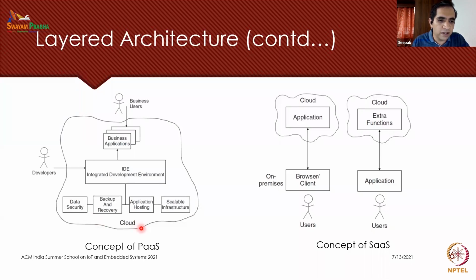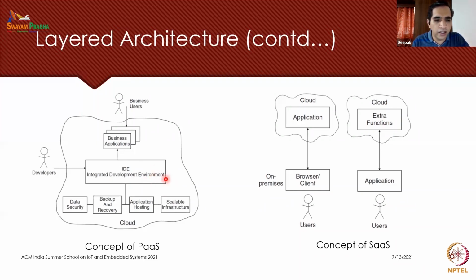So you would have the infrastructure, which is the scalable infrastructure, including the compute nodes, storage, and network resources. And you may also have other set of applications, including the OS. There could be an entire integrated development environment also that's available, where new applications can be developed.